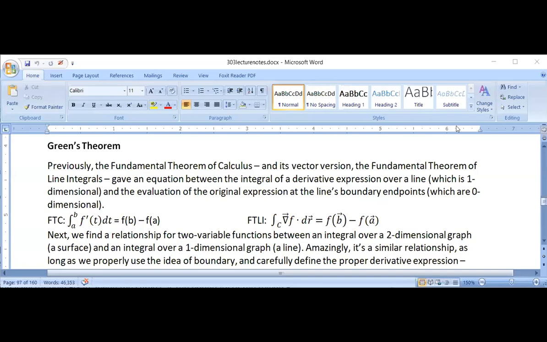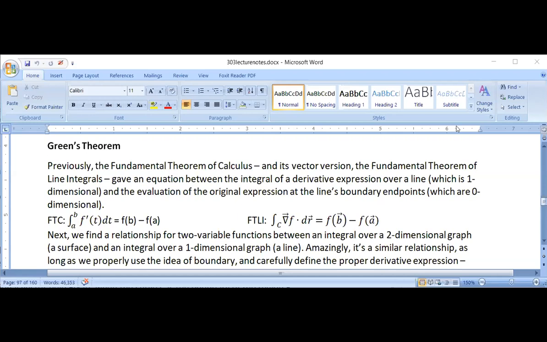So Green's theorem. Where we're coming from, the step we're taking, is the fundamental theorem of line integrals, and before that the fundamental theorem of calculus and its vector version, the fundamental theorem of line integrals. What that did was give an equation between the integral of a derivative expression over a line, which is one-dimensional, and evaluating the original function at the line's boundary endpoints, which are zero-dimensional. So those two formulas look like this.